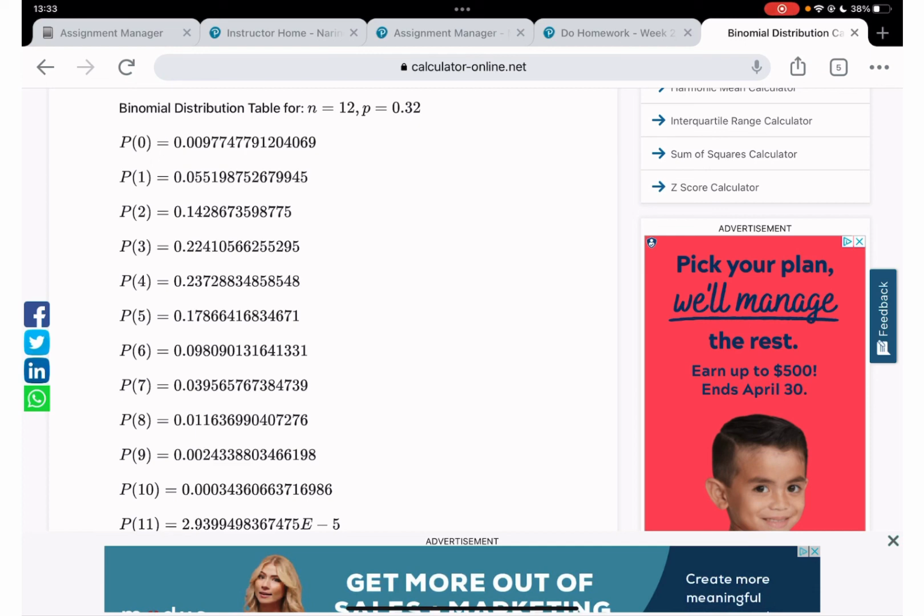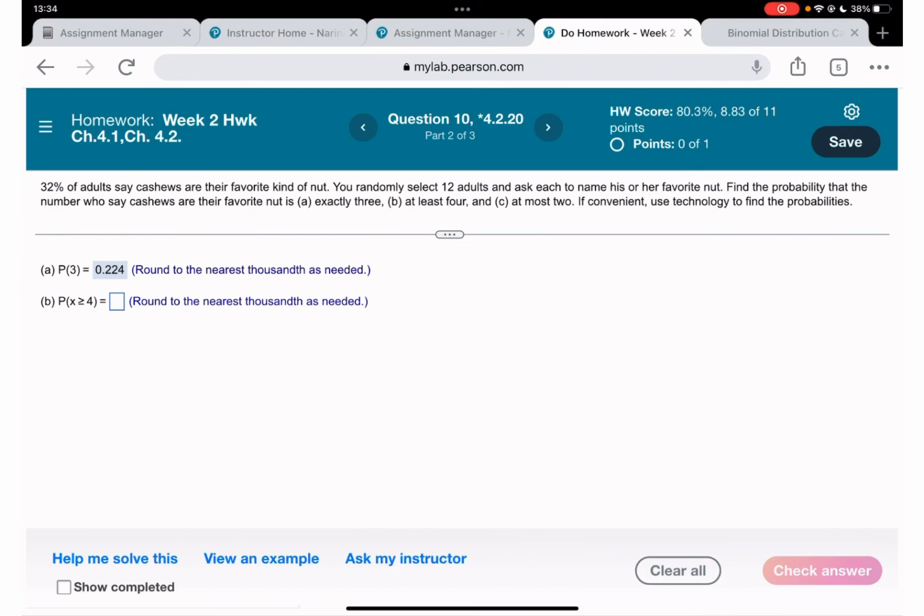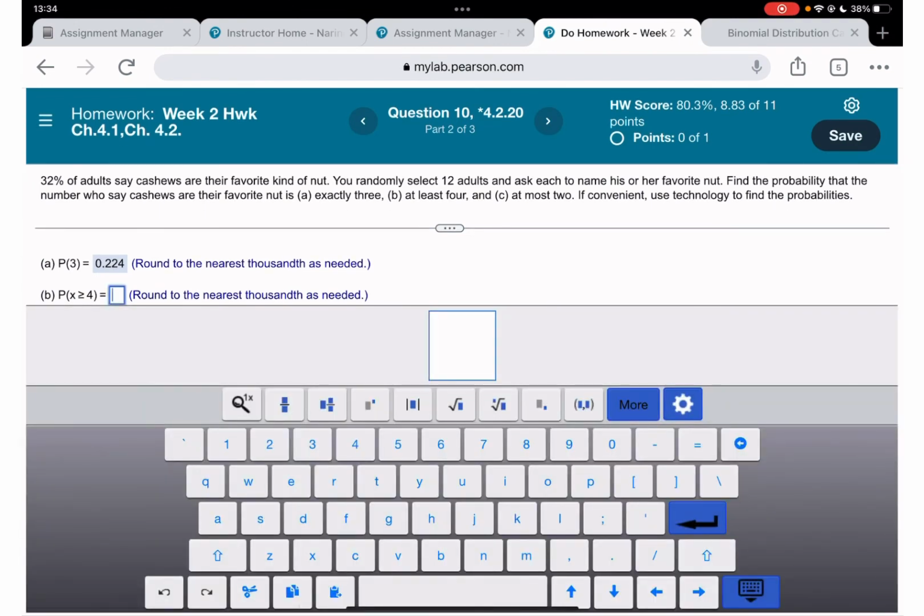So I'm going to do 1 minus probability of 0, it's going to be 0.010, and then minus 0.055 minus 0.143 minus probability of 3, 0.224, and that's it, and we are getting 0.568.